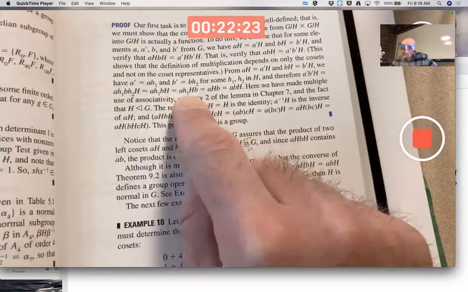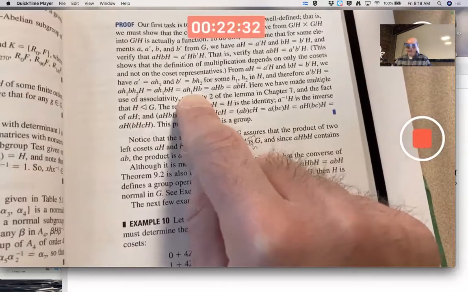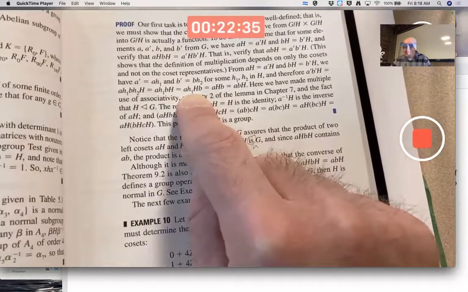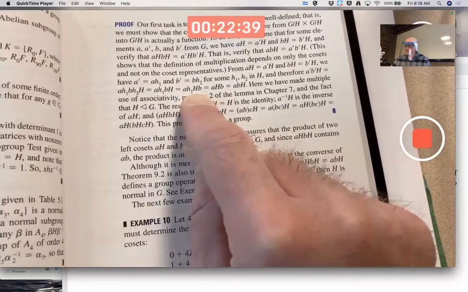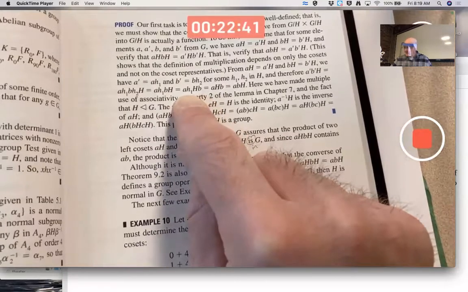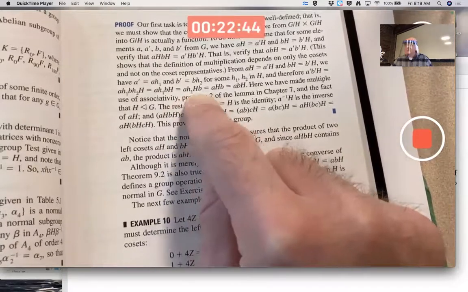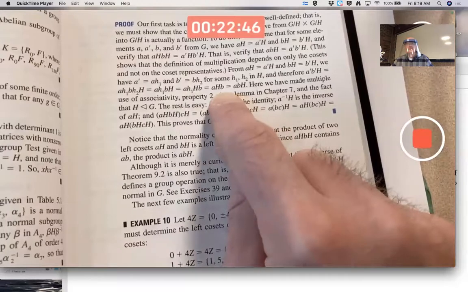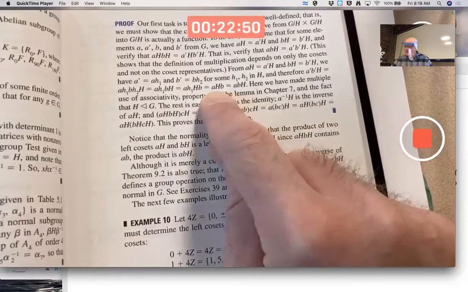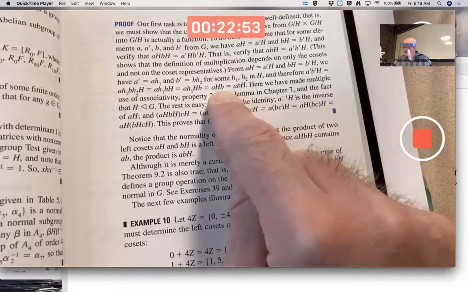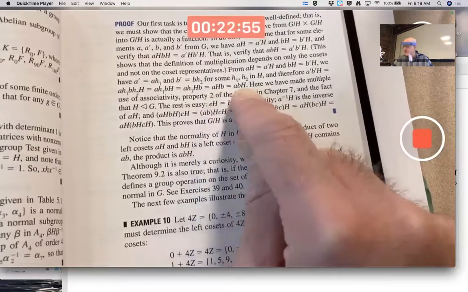Going from here to here, what's the reason? H is normal, right? BH equals HB. Then, hey, another sucking in. H1 gets sucked into capital H. And then you've got AHB, focus on the HB again. Once again, H is normal, that's the same as BH.